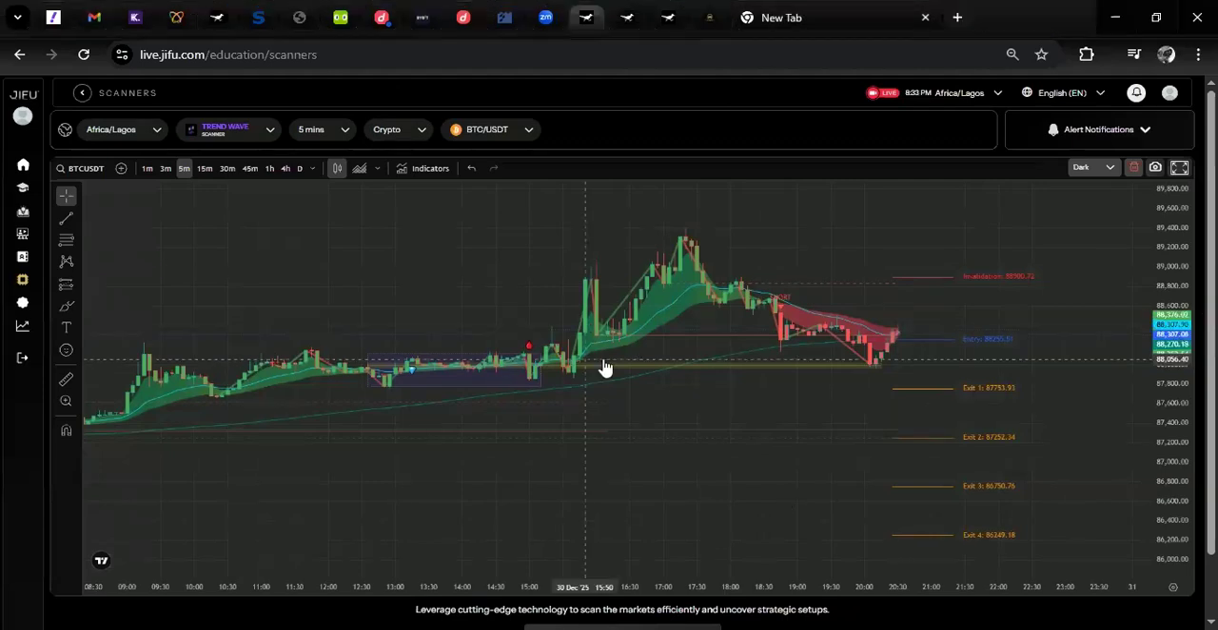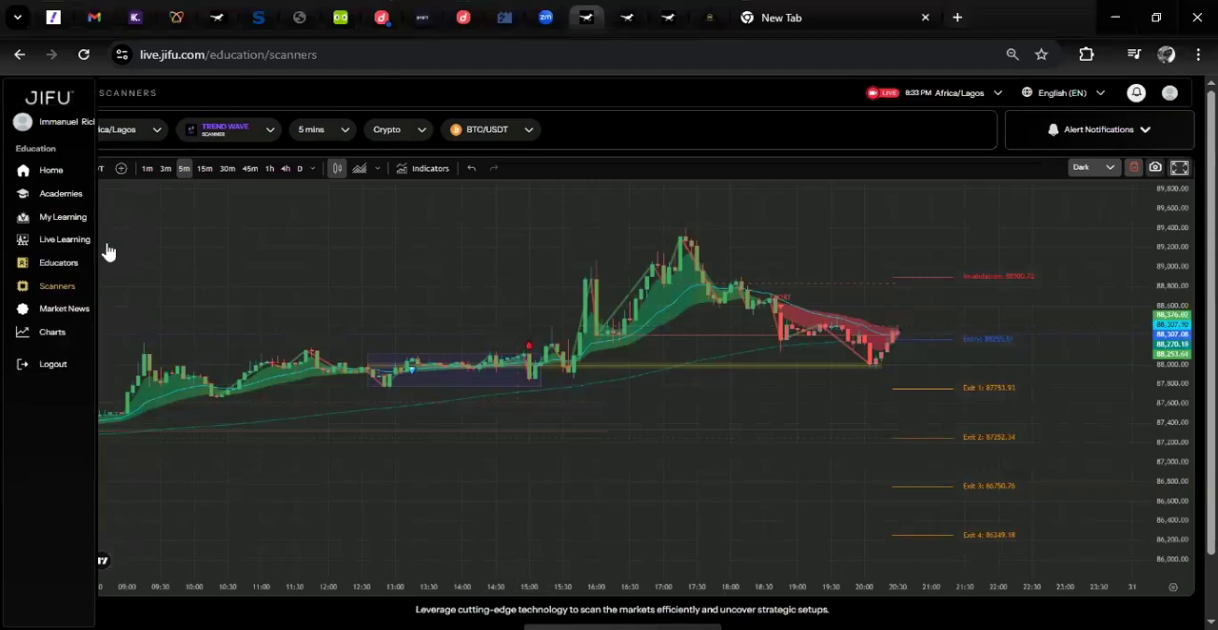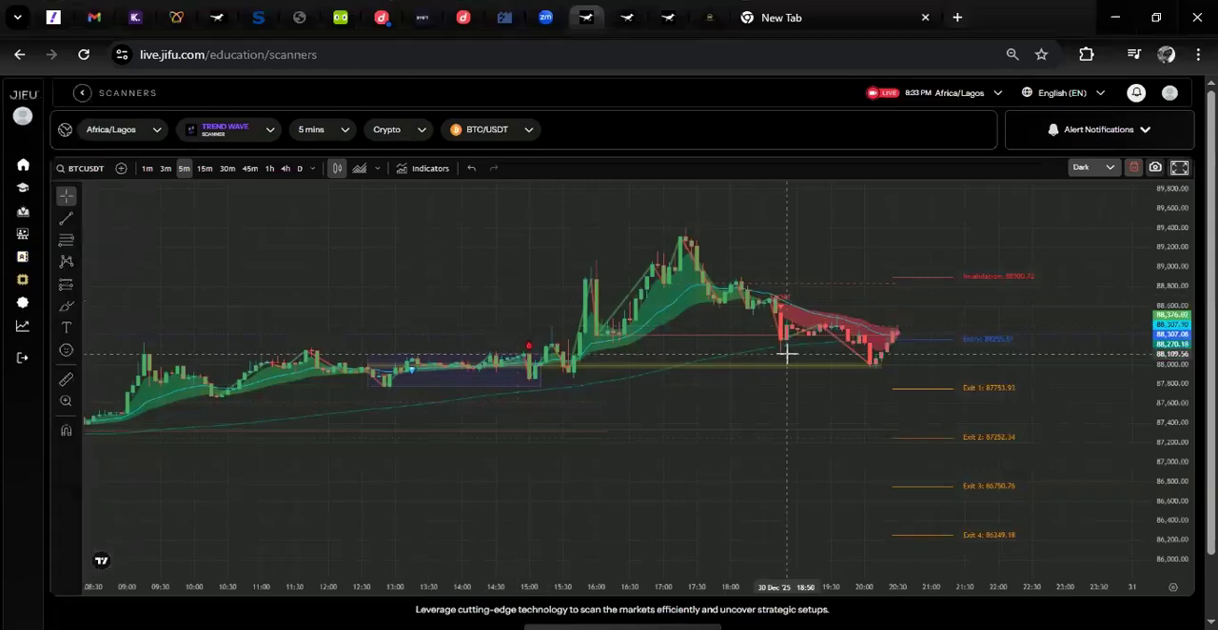Okay, BTC USD. So this is it. First thing first, you want to watch out for 4 time frames. All right, 4 time frames, guys. This is very important.